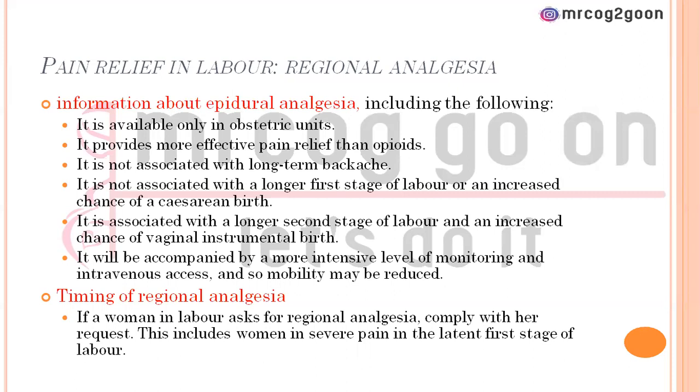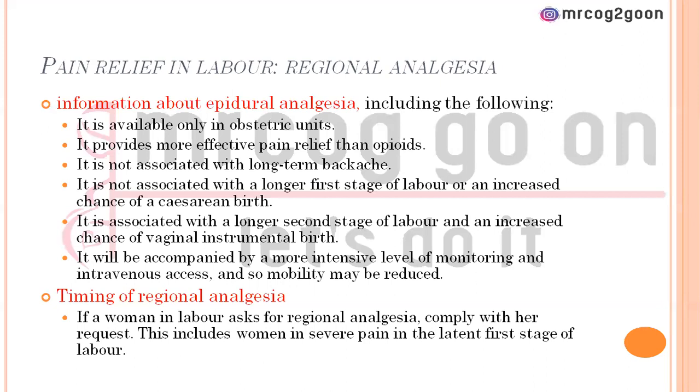Pain relief in labor, which is regional analgesia. Here, we do the epidural, most commonly. It is only available in obstetric units. It provides more effective pain relief than opioids, and it is not associated with long-term backache, not associated with a longer first stage or an increased chance of a cesarean birth. It is associated with a longer second stage.